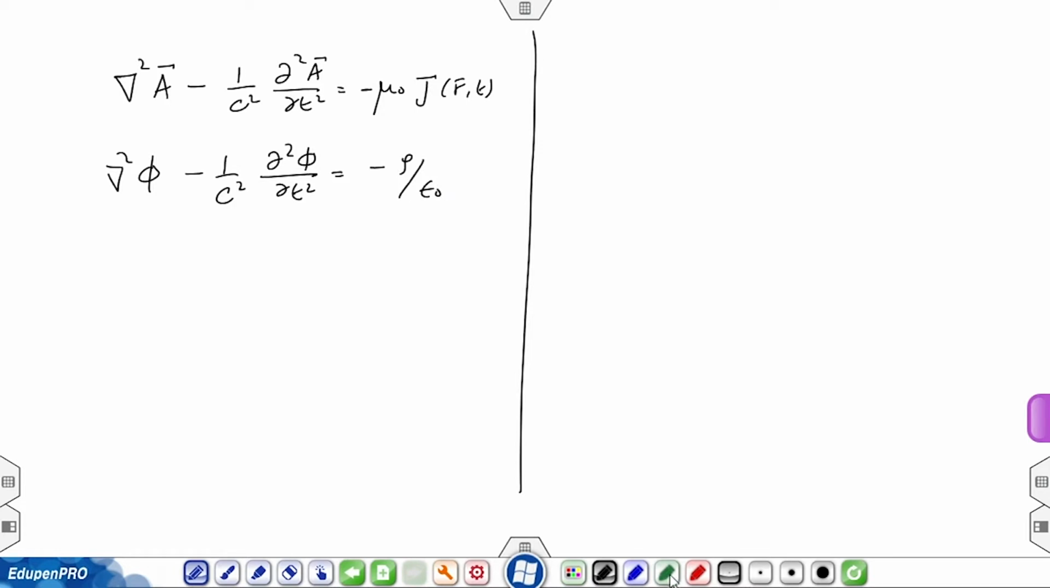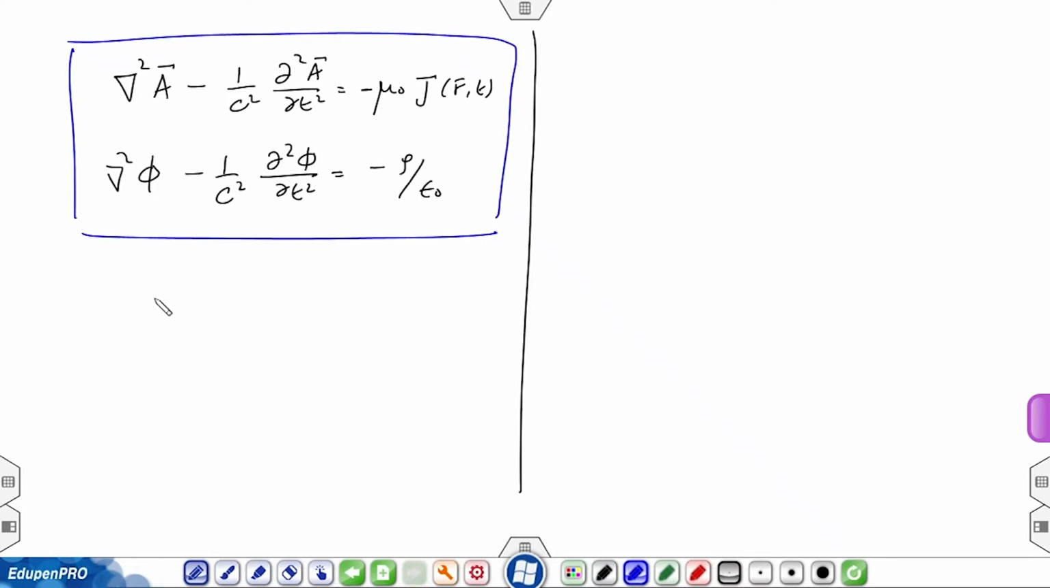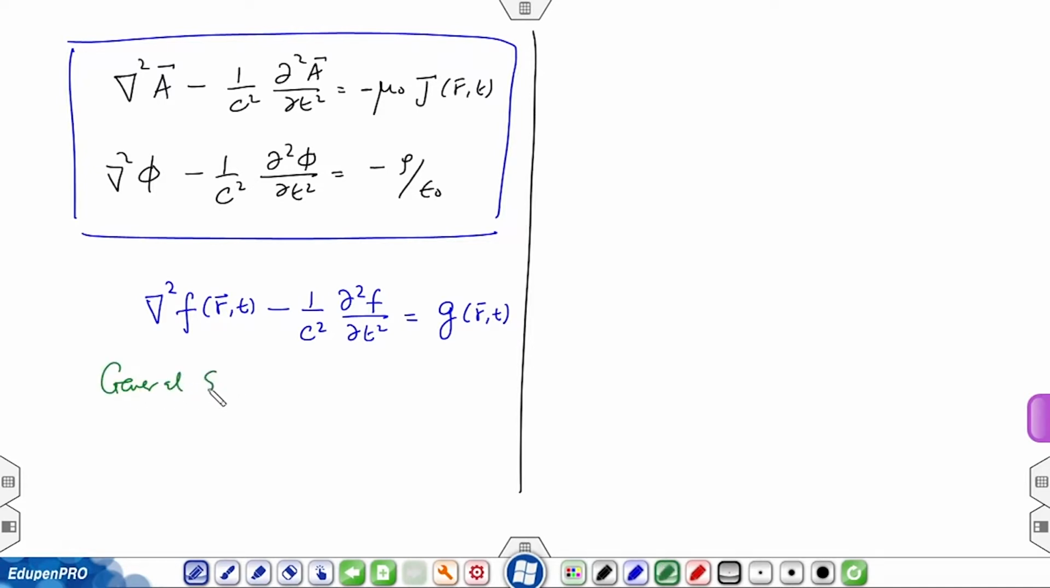Which are of the generic form. All these equations, 4 of them, can be written as del square of some function f(r, t) minus 1 over c square d 2 f over dt square equals some function g(r, t). This is an inhomogeneous equation. So, the general solution is a combination of f homogeneous plus f particular.